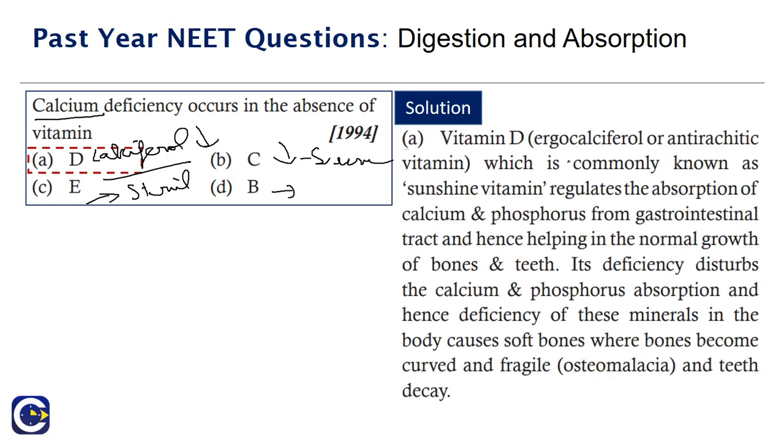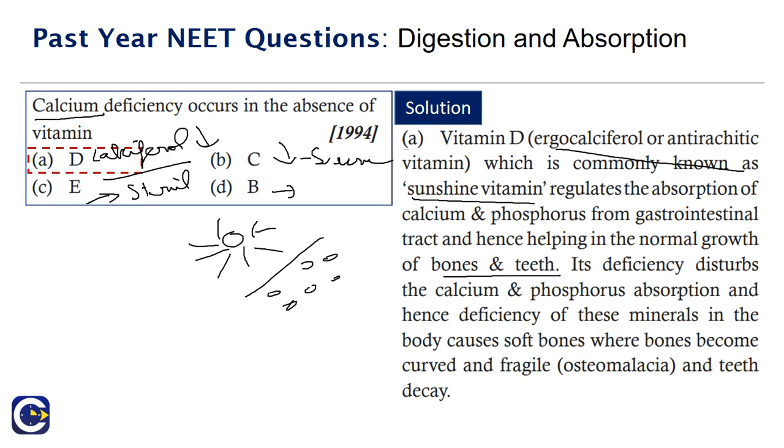So vitamin D, ergocalciferol or anti-rachitic vitamin, is commonly known as the sunshine vitamin. When we are exposed to sunshine, this hormone is produced beneath our skin. So that's why we need to expose ourselves to sunlight frequently. It regulates absorption of calcium and phosphorus from the gastrointestinal tract and helps in normal growth of bone and teeth. In deficiency, it disturbs the calcium and phosphorus absorption, and hence deficiency of these minerals in the body causes soft bones. When bones become curved and fragile, that's osteomalacia, and teeth decay.